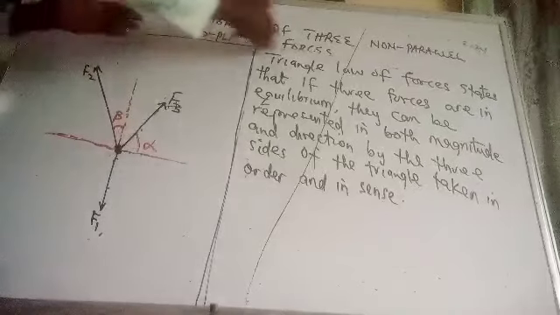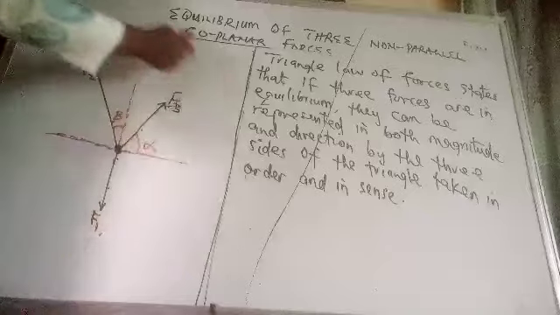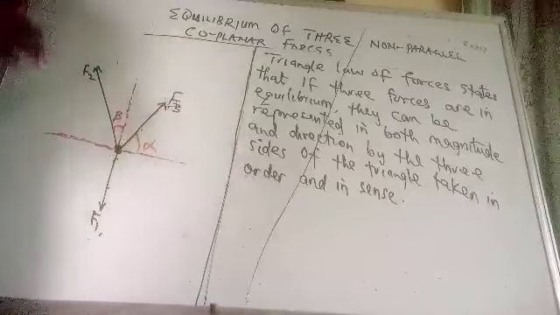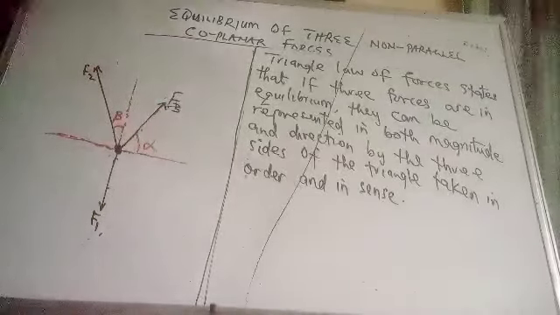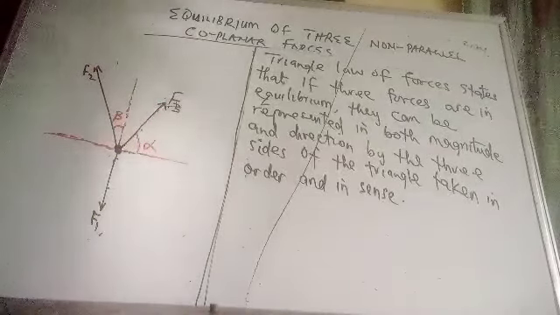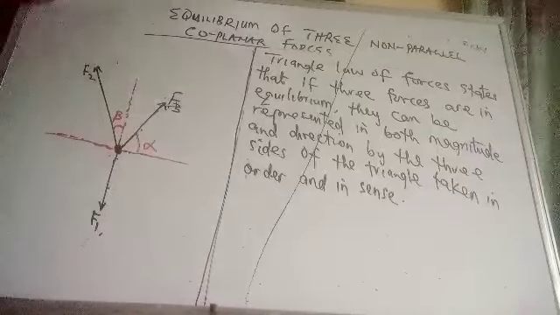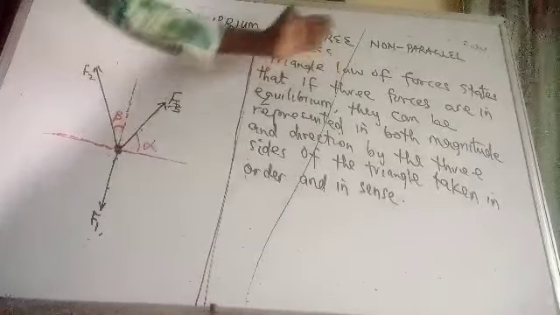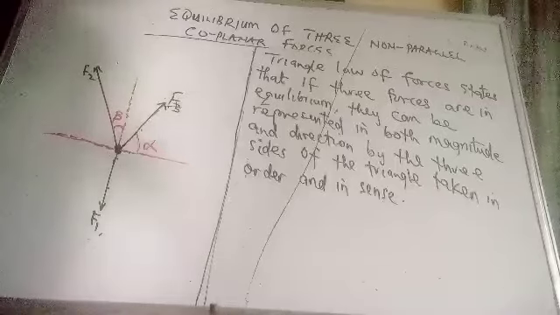And they are coplanar because they are all acting within the same xy axis. This is y axis, this is x axis. So all of them are within the axis. That is why we call them coplanar forces. That means forces that are on the same plane. So since we have three forces, that is why we think of triangular, because a triangle has three sides.